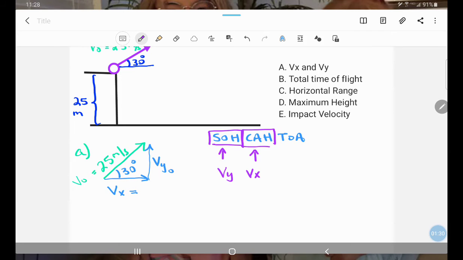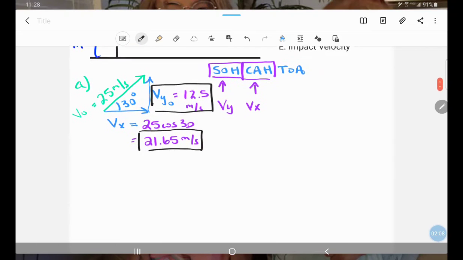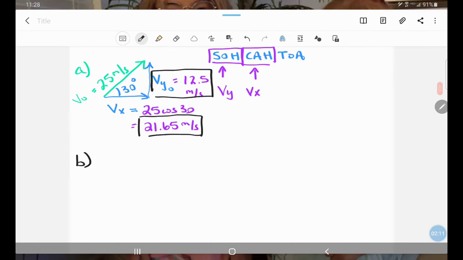So, that being said, Vx will be 25 cosine of 30. That gets me 21.65 meters per second. And Vy is going to be 25 sine of 30, which is just 12.5. So for part A, our values, 12.5 for Vy, 21.65 for Vx.